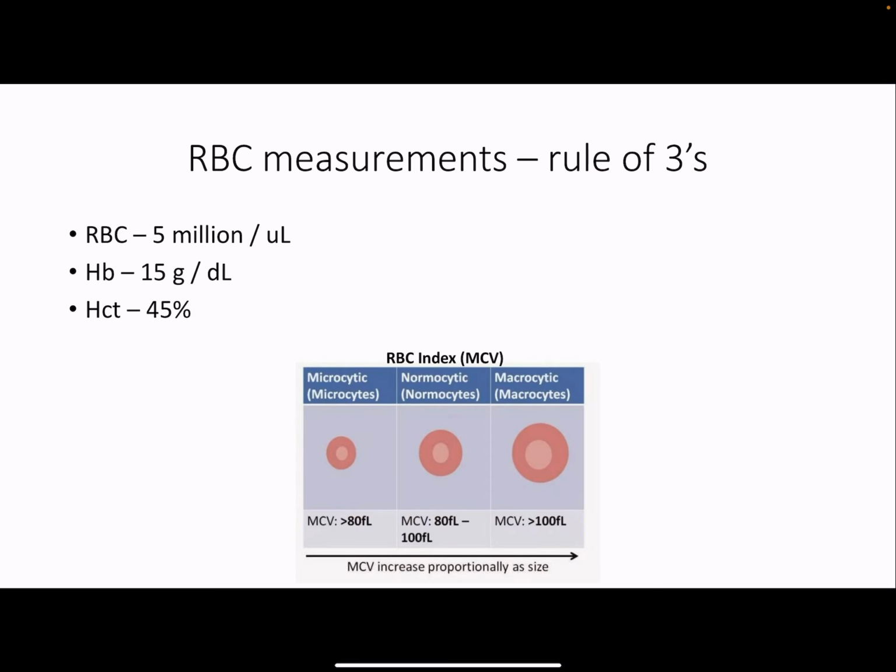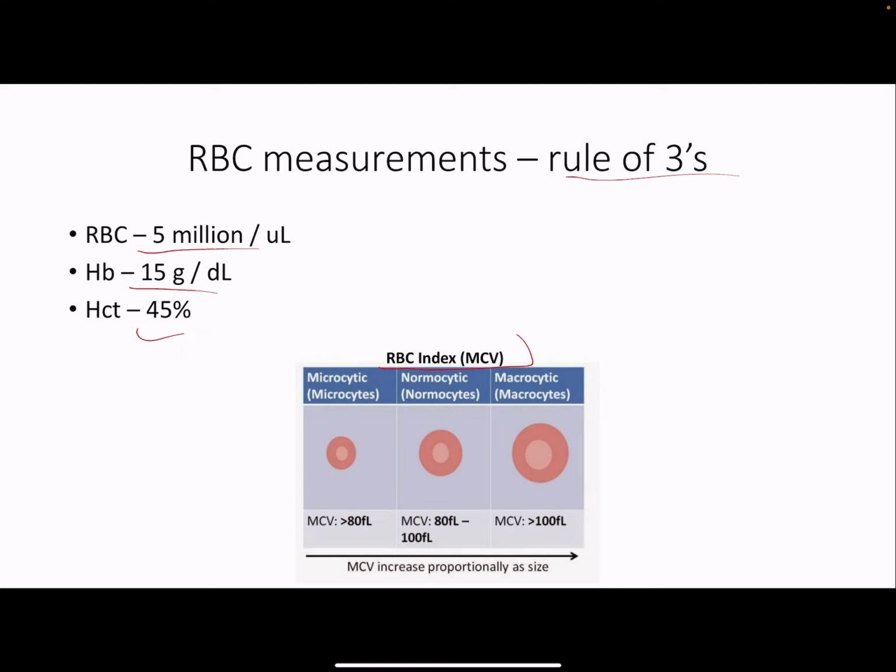The red blood cell measurements. So rule of three, red blood cells should be 5 million per microliter. Hemoglobin should be 15 grams per deciliter, and your hematocrit should be about 45%. So 5 times 3 is 15, 15 times 3 is 45, rule of threes.